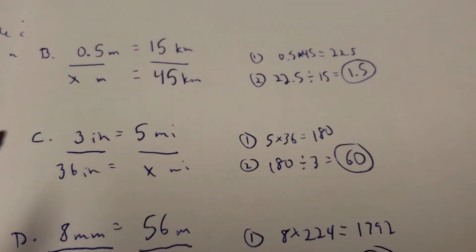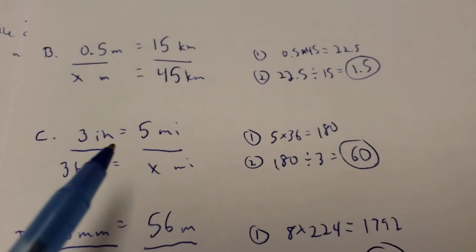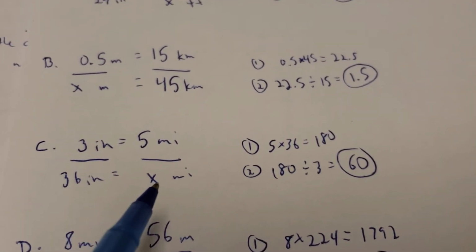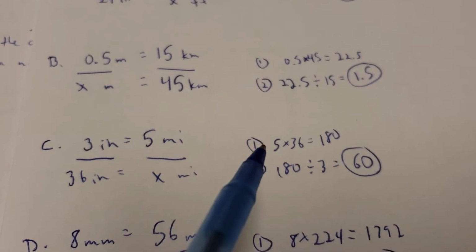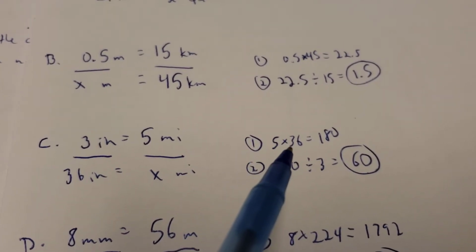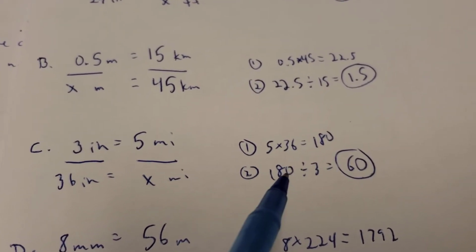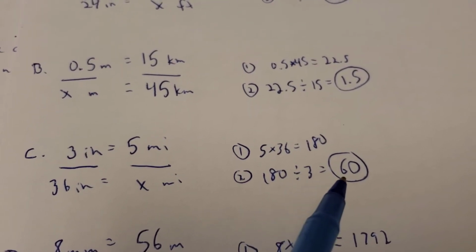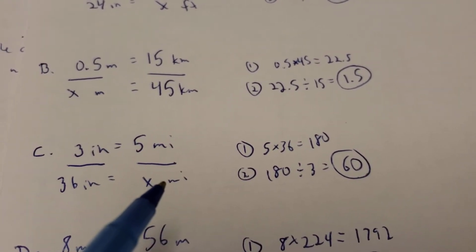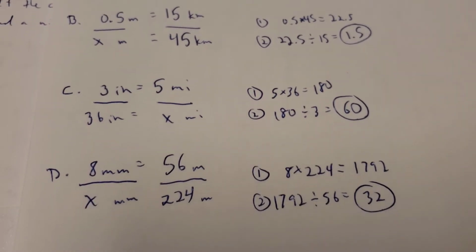For C, if 3 inches equals 5 miles, well, 36 inches equals how many miles? Well, cross multiply what we can, which is the 5 times 36, and I get 180. And I take my answer and divide it by my leftover number, the 3, and I get 60. So 60 miles is what 36 inches would represent.